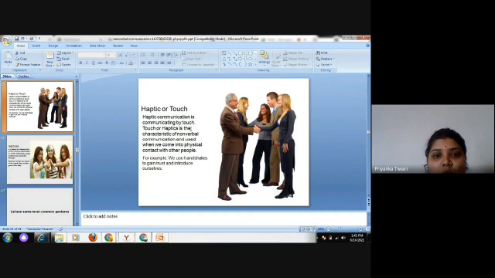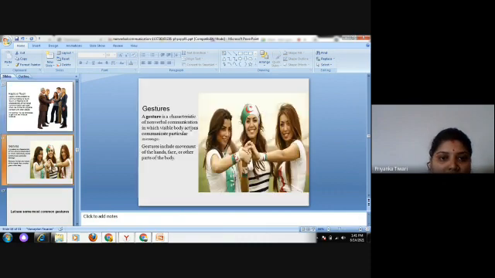So, touch. Communicating by touch, or haptics, is a characteristic of non-verbal communication, used when we come into physical contact with other people. For example, we use handshakes to gain trust and introduce ourselves.